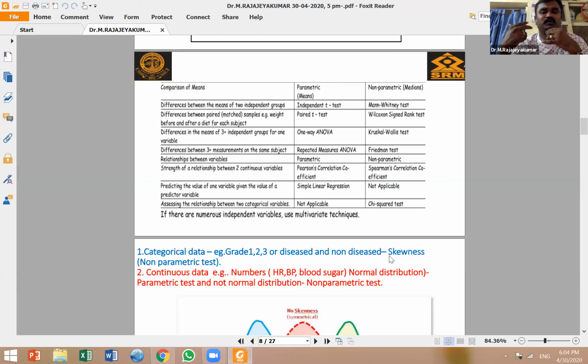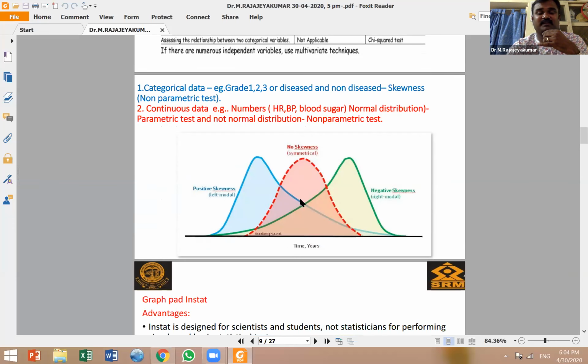I am just introducing the different tests first, then only will you be able to understand how to do the test. Okay, fine. This picture shows whether the data is symmetrical, normally distributed, or skewed. You can see left side skewness or right side skewness: the left side is positive skewness, the right side is negative skewness. This is the symmetrical one. If the data is normally distributed, the mean, mode and median fall at the same line. I told you that if the data is categorical, we do a non-parametric test. Continuous data you can use parametric because it comes under normal distribution.